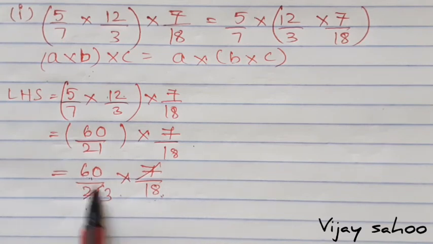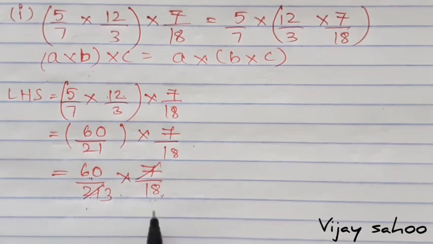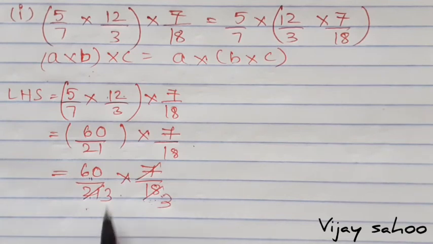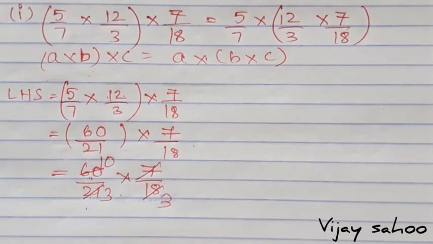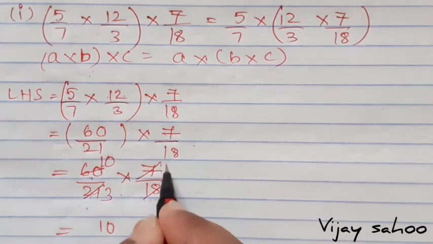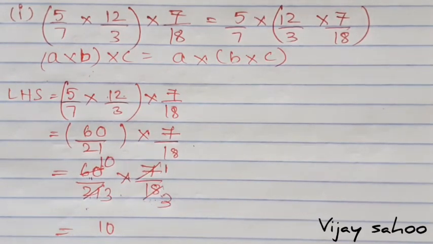Can you identify in which table it will be cancelled? 6 3s are 18, 6 10s are 60. Understood? So what is left out? 10 multiplied by 1, that is 10, and 3 into 3 is 9. So your answer is 10 upon 9 in the LHS.